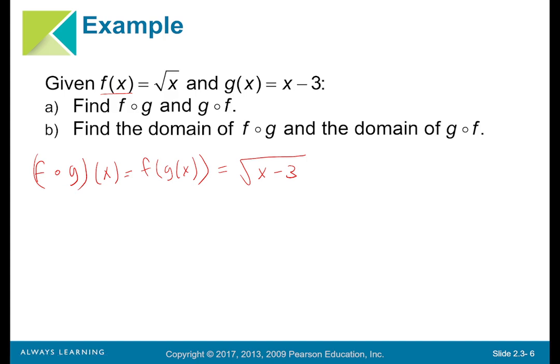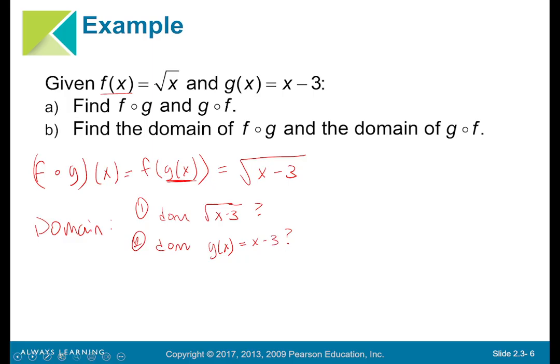Now, let's jump to the domain of this guy. So I need to first think about what is the domain of the square root of x minus 3. And then second, I need to think about the domain of my g of x, because that's what was plugged in. Okay, that's my inner function. So what's the domain of g of x, which is x minus 3? And then we have to take their intersection. Okay, so what's the domain of that overall function?